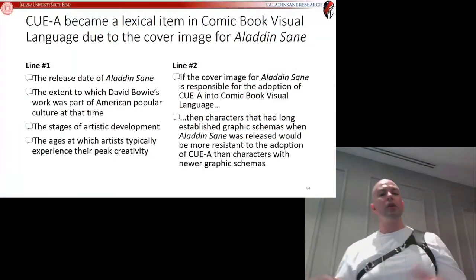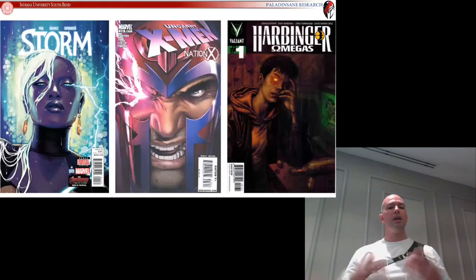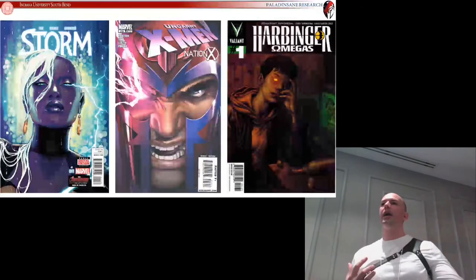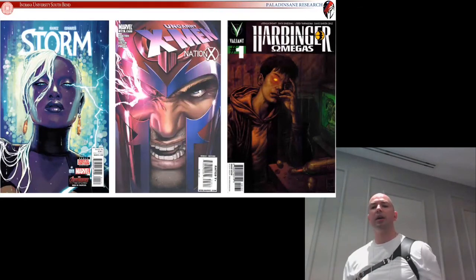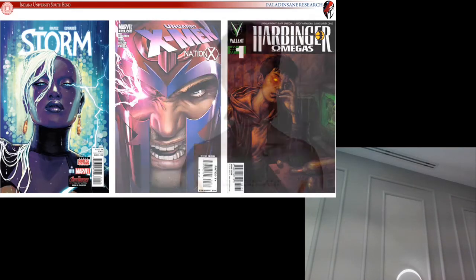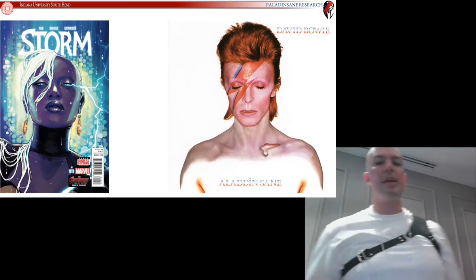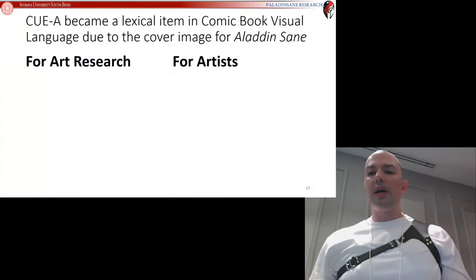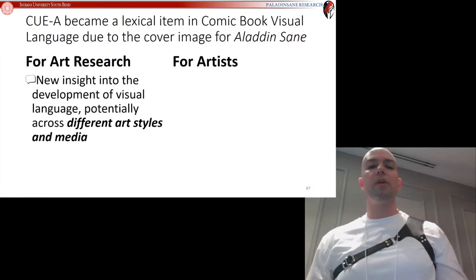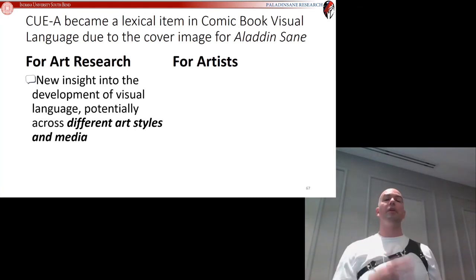So again, two converging lines of evidence that indicate that this close-up eye asymmetry that communicates both alien and human, both like us and not like us, may not have been invented by David Bowie, but its incorporation into the language can be traced back to this single image on the cover of Aladdin Sane. All right, so this for art research gives you hopefully new insight into the development of our visual languages.